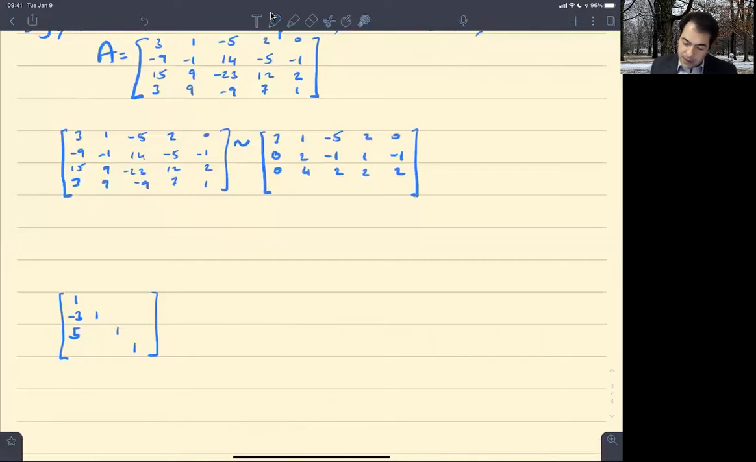Okay, same thing. Here I want to get rid of this 3. So I'm going to multiply this row by minus 1 and add it to that one. So I get 0, 8, minus 4, 5, 1. Okay, and so this time, I did this one times minus 1 and added it to this one. That means that here I'm going to put a 1.